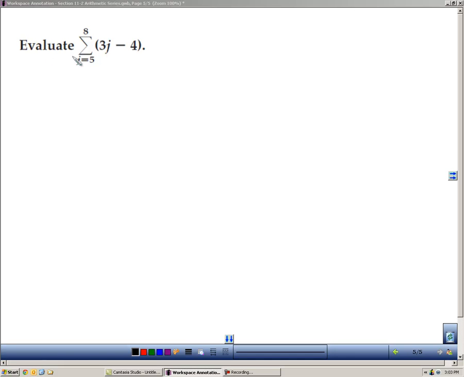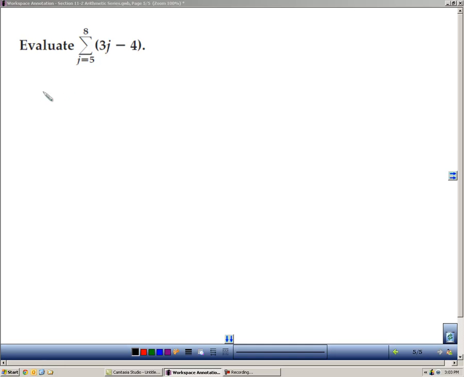Okay, so here we're asked to evaluate a series. This series uses the letter J, and J starts with 5 and goes to 8. So we're finding the 5th, 6th, 7th, and 8th term of the sequence. And the way we do that, well, I'm going to do it two ways. I'm going to do it one way, the long way, just to show you how it works, and then the second method I'm going to use is a formula to show how easy that could be.